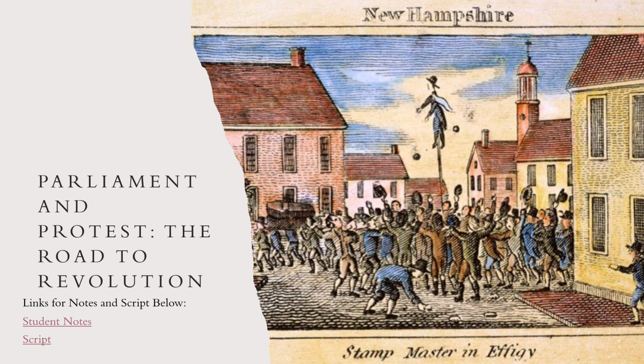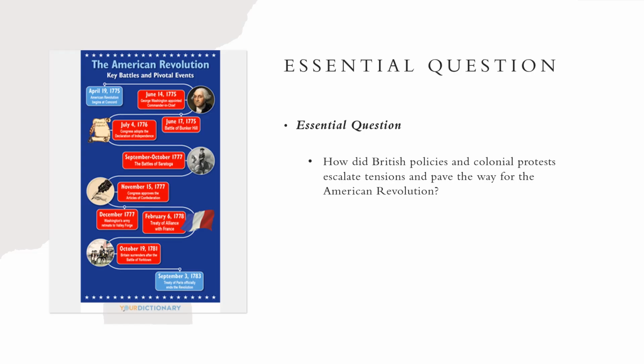We will also witness the growing discontent, the fiery protests, and the bold acts of defiance that ultimately paved the way to independence. The question for this chapter, and for this PowerPoint, is: how did British policies and colonial protests escalate tensions and pave the way for the American Revolution? As we examine the events and actions of both sides, keep this question in mind.